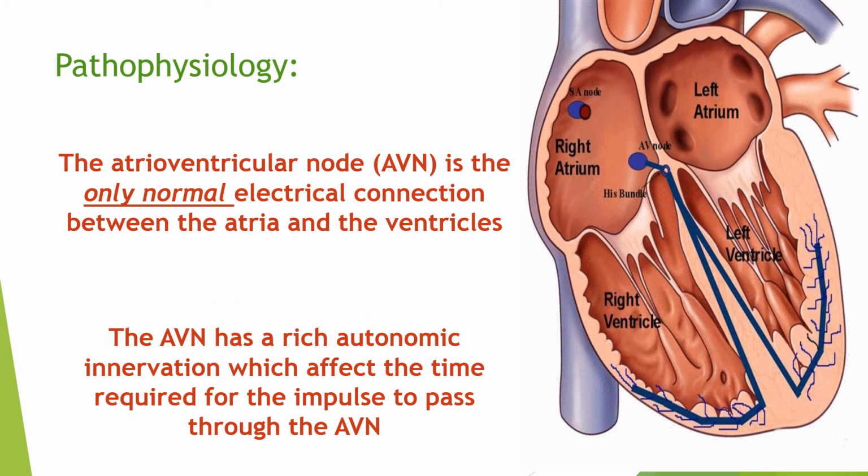Pathophysiology: the atrioventricular node, the AV node, is the only normal electrical connection between the atria and the ventricles. The AV node has a rich autonomic innervation which affects the time required for the impulse to pass through the AV node.